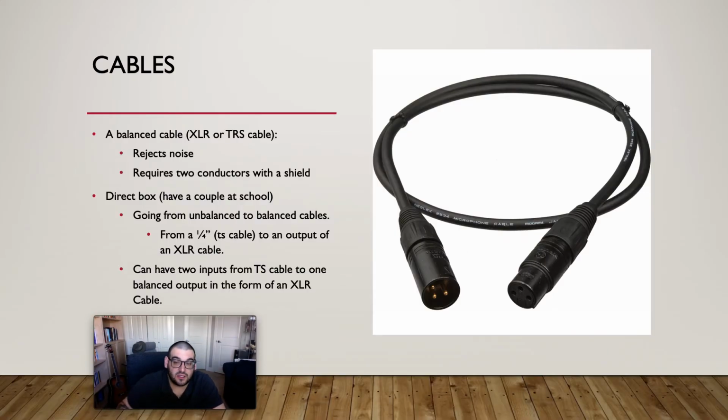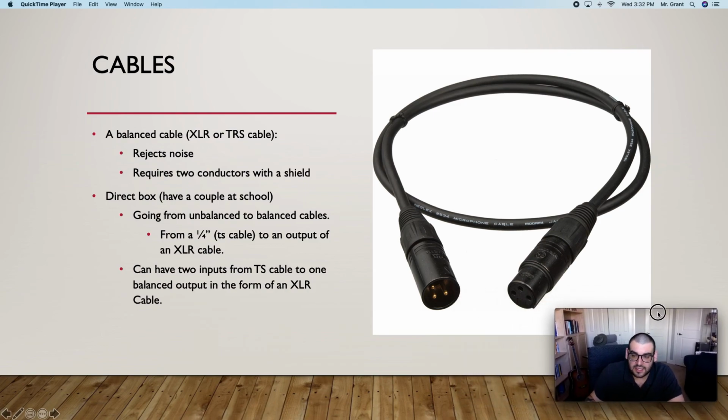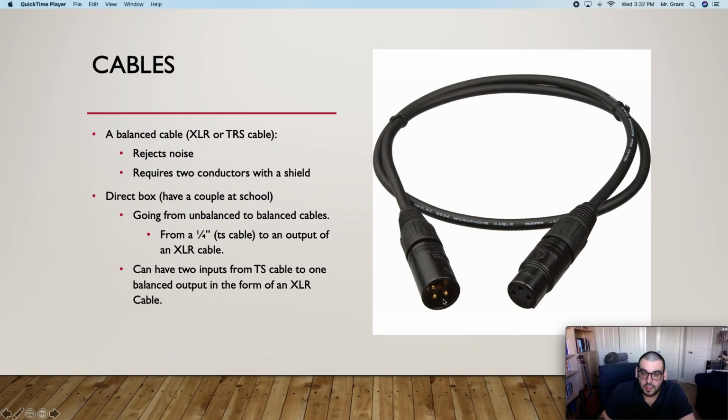So speaking of XLR cables, they look like this. They have 3 prongs on one end. We call this the male end of it. And here we have the 3 ports, the female end. Okay, XLR cables, or we also call them TRS cables, they are way more balanced. They reject noise, and they require 2 conductors with a shield, especially the TRS cables.